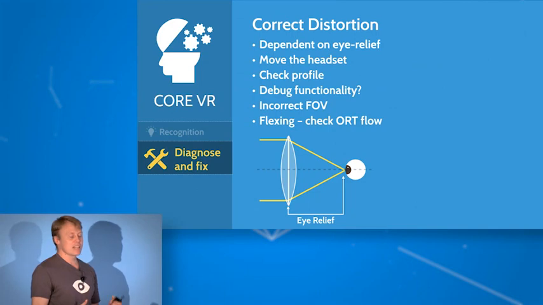Because as you depart from that positional tracking, if they leave the cone, then it starts to break down their sense of presence. Okay, having the correct distortion.